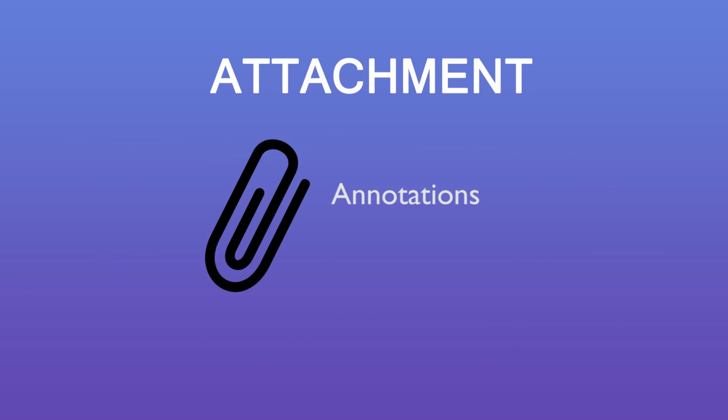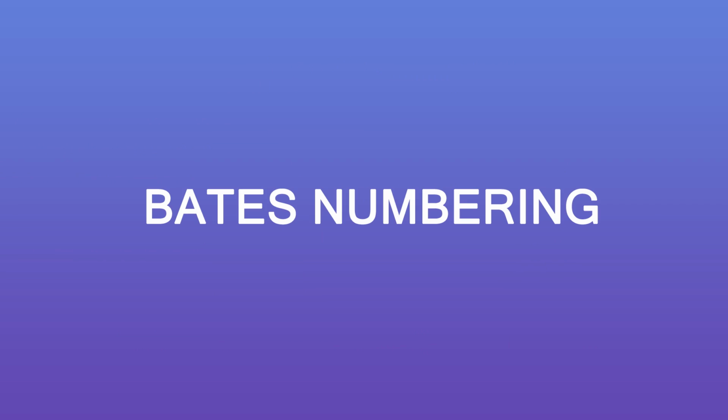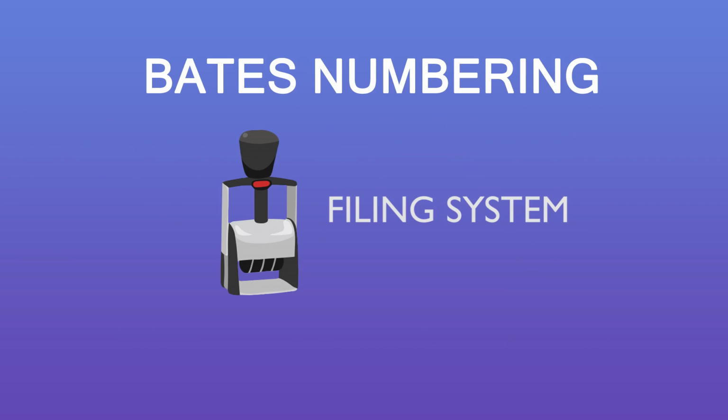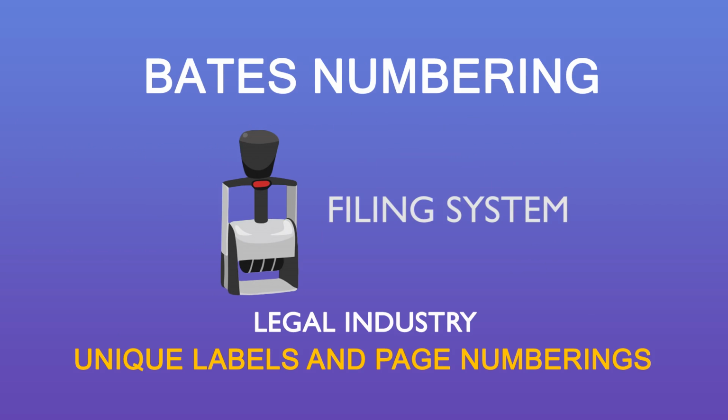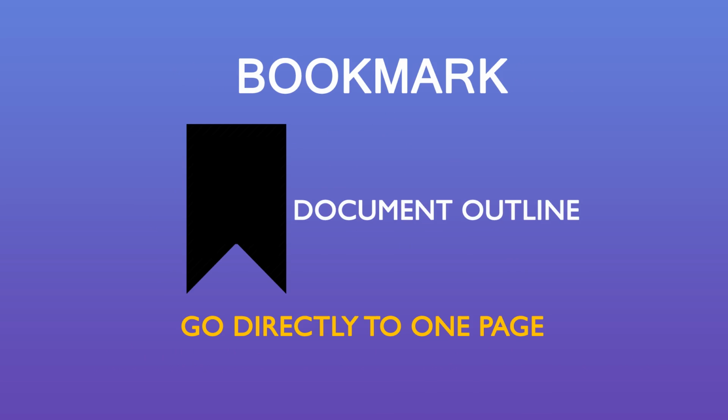Attachment. It can be any data, annotations, links, files, digital photos, or any digital objects that are embedded or included in the file. Bates numbering. Adding a filing system to your documents by putting unique labels and page numberings on every page of the digital document. Bookmark. Clickable links displayed on the screen to help readers navigate through the document. It is also known as the document outline.